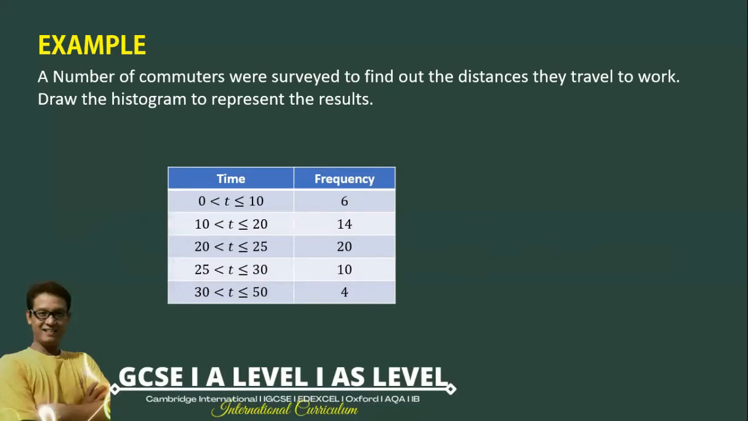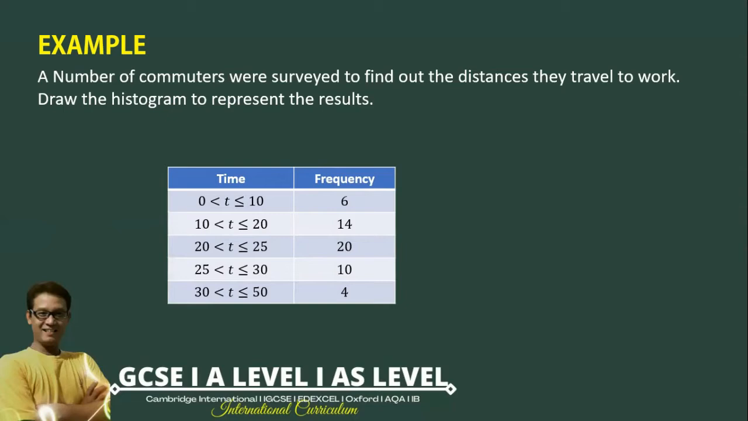How to read this table? For the time from 0 to 10, the frequency is 6. Time from 10 to 20, the frequency is 14. Time from 20 to 25, the frequency is 20. Time from 25 to 30, the frequency is 10. And time from 30 to 50, the frequency is 4. That's very clear how to read this table.